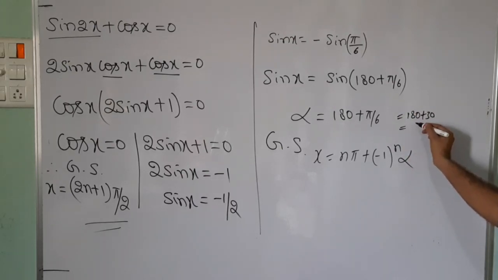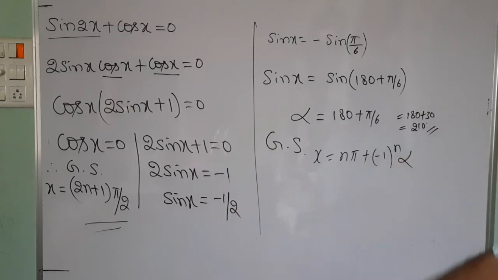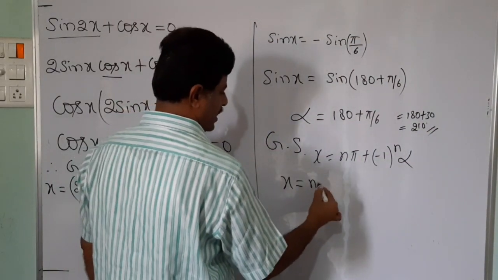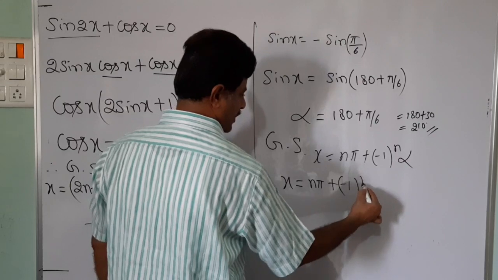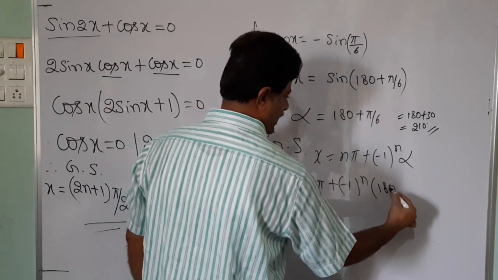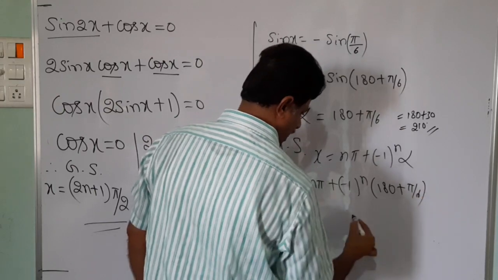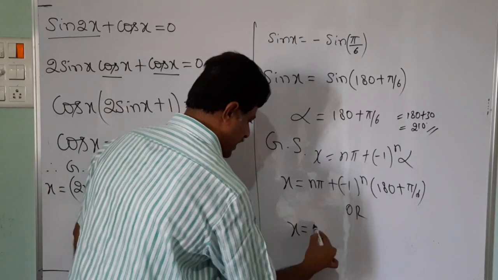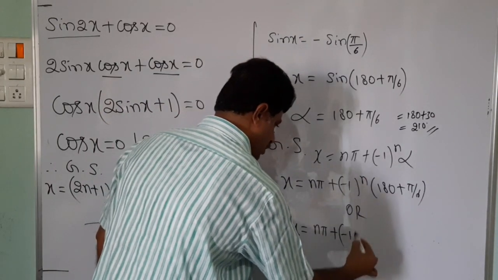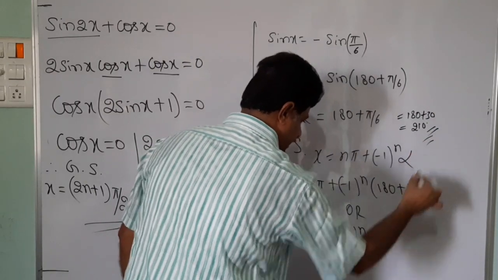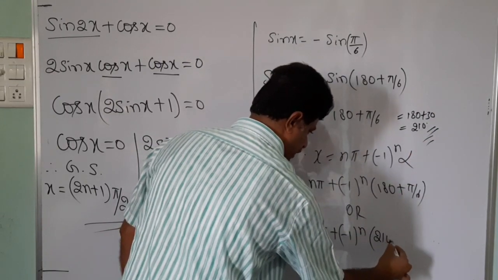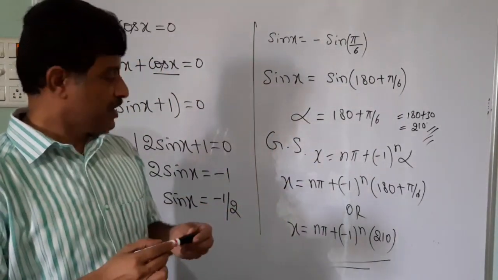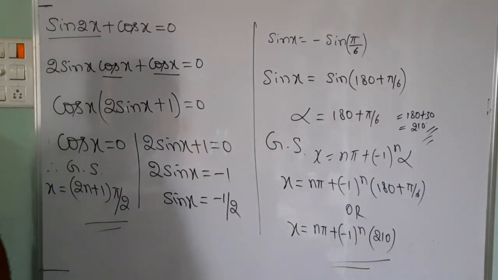180 plus 30 is 210 degrees. You can do it this way too. I will show you both. x is equal to n pi plus minus 1 to the power n, alpha is equal to 180 plus pi by 6. Otherwise, x is equal to n pi plus minus 1 to the power n into 210 degrees. You can write this also, this is also right, no problem. So this is the general solution of sin 2x plus cos x is equal to 0.